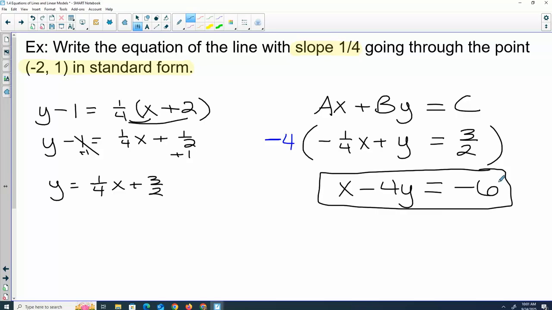So for standard form, just write your normal equation and then manipulate it at the end to get it in the correct format.